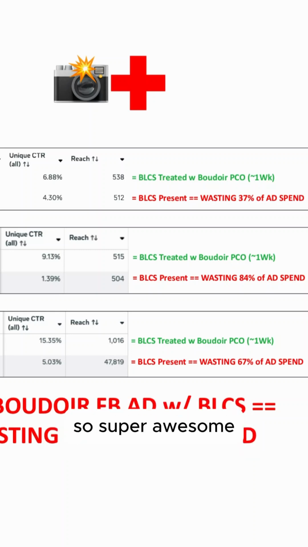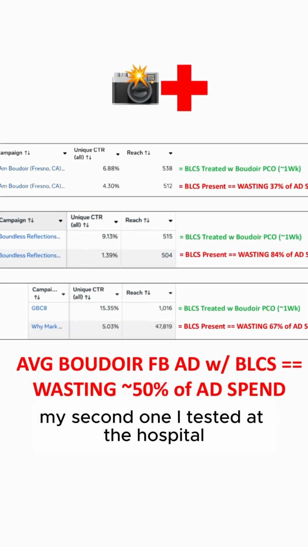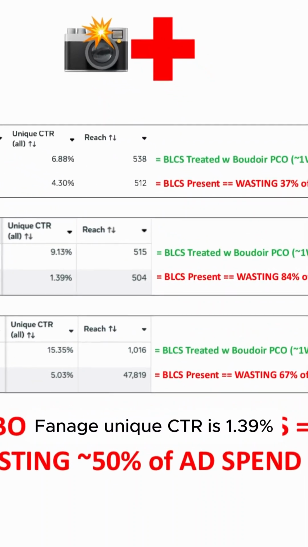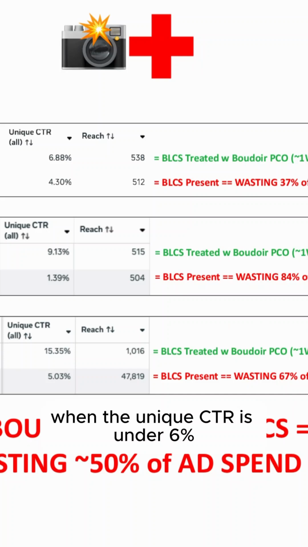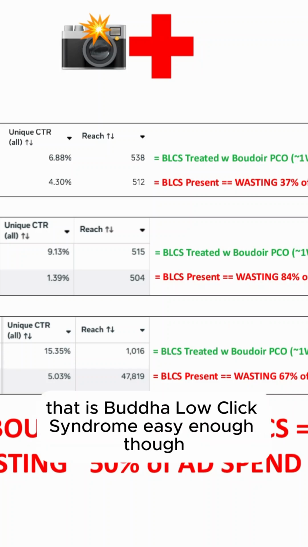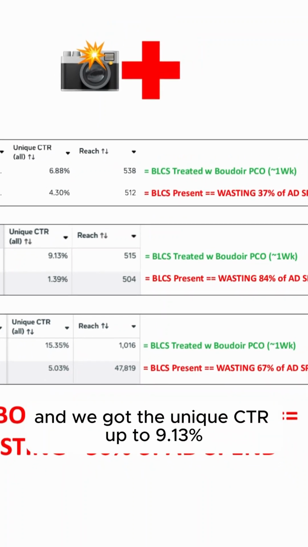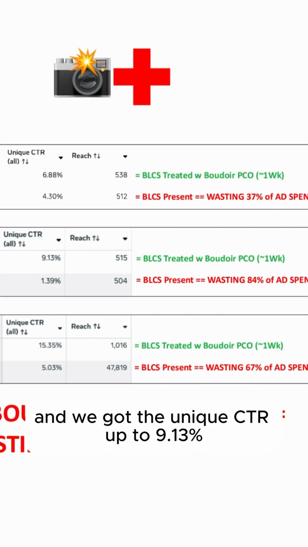So super awesome. Next we have my second one I tested at the hospital, found out its unique CTR is 1.39%. When the unique CTR is under 6%, that means BLCS is present. That is Boudoir low-click syndrome. Easy enough though, we can treat it with Boudoir Pico. It takes about a week. And we got the unique CTR up to 9.13%.